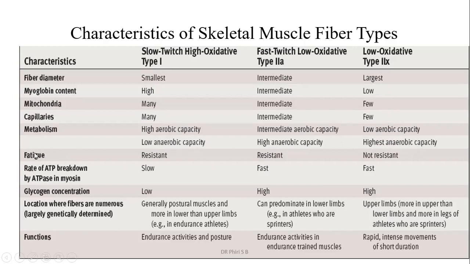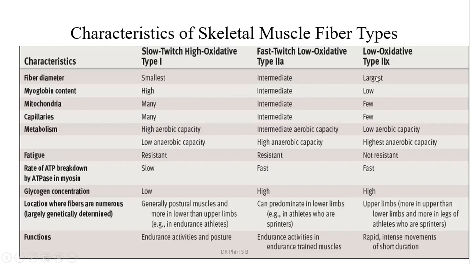In terms of muscle fatigue, the type 1 are resistant to fatigue. Why? It's because they'll be using less ATP, but they are producing more ATP. Remember, we said the aerobic process produces about 36 ATP. So there will be sufficient energy for muscle activity, and they'll be resistant to fatigue.